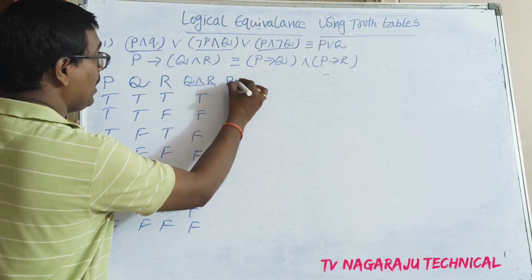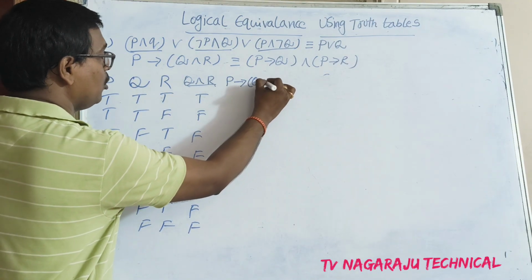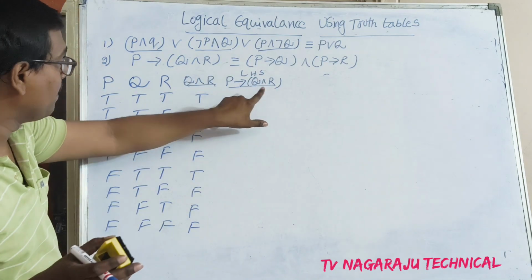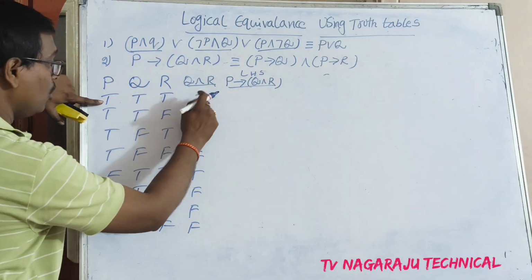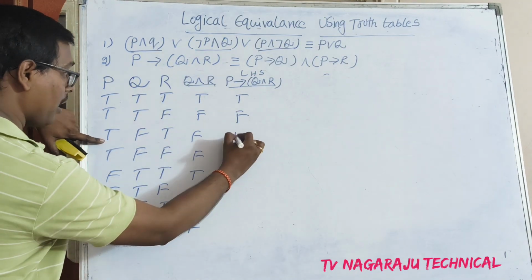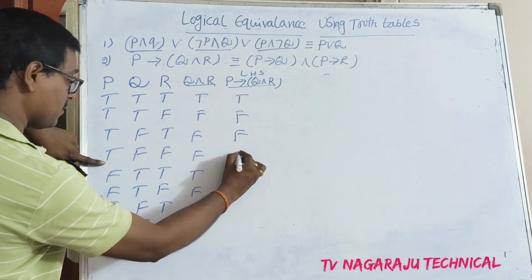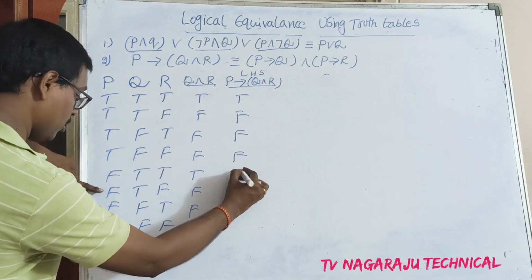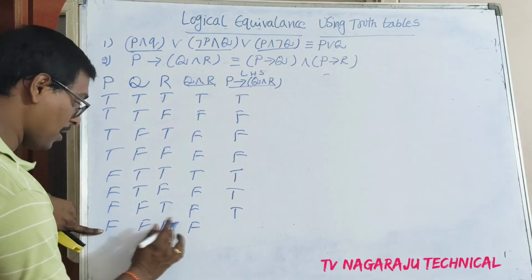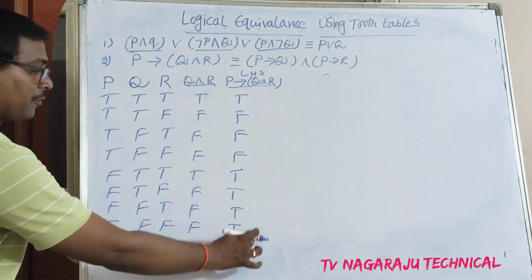Now perform P implies (Q and R). This is my left hand side. P implies Q and R gives the truth values for each of the eight combinations. This is my left hand side.